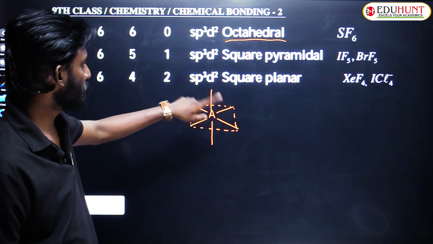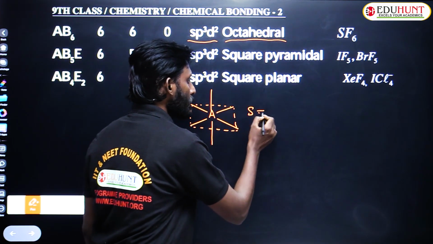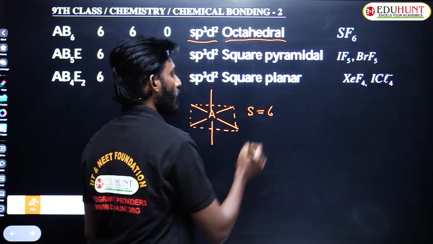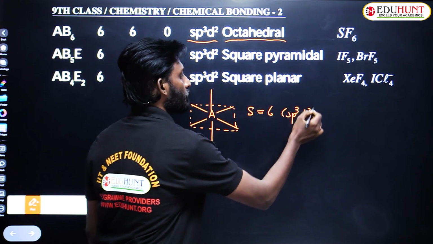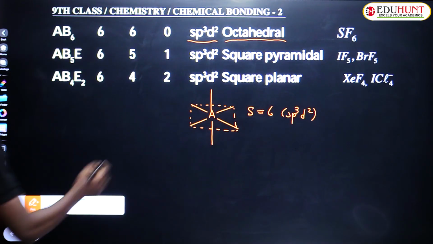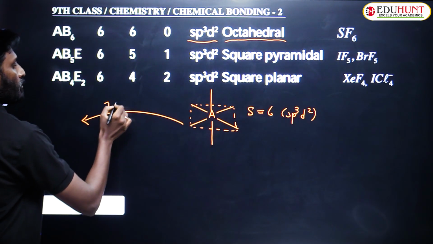And there are 6 bonds, sp3d2 hybridization. Steric number is going to be 6, na. Then sp3d2. Now the question arises, what happens if there is one lone pair?